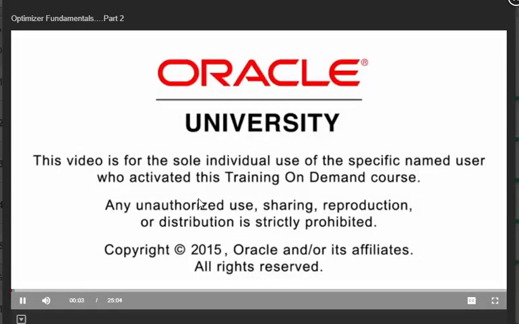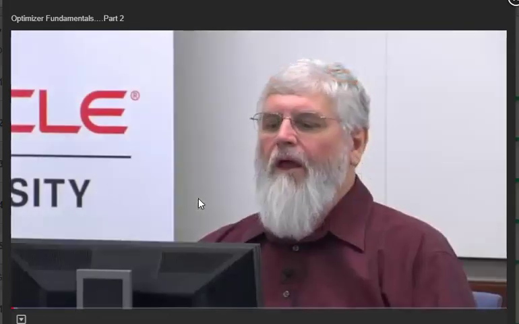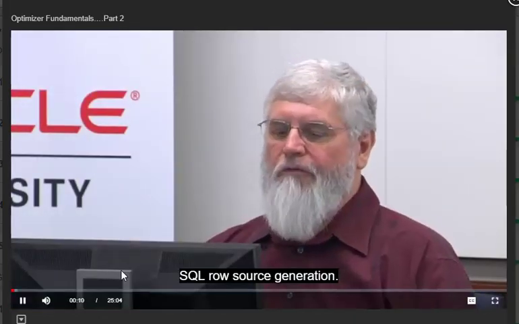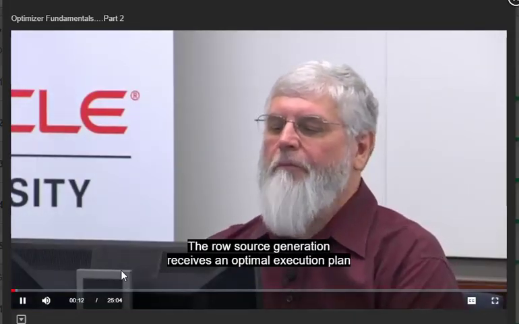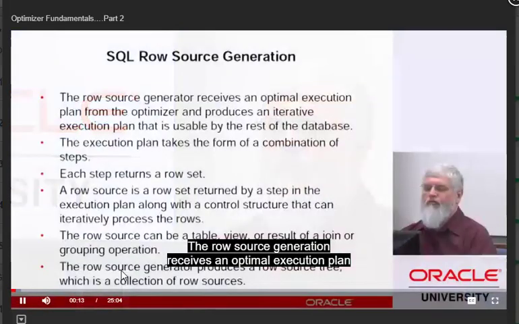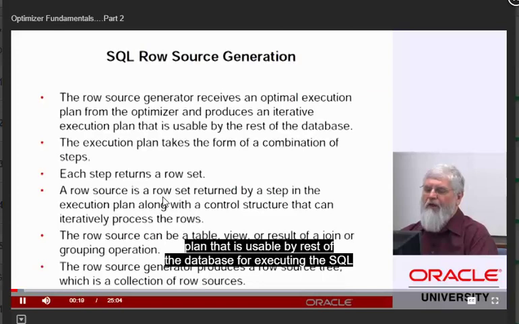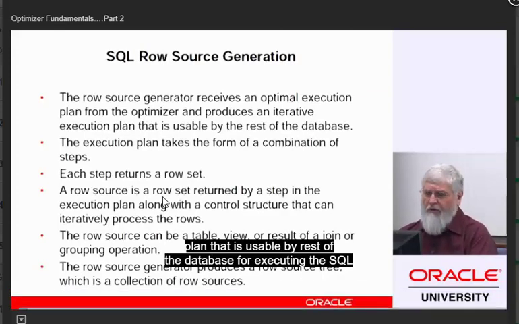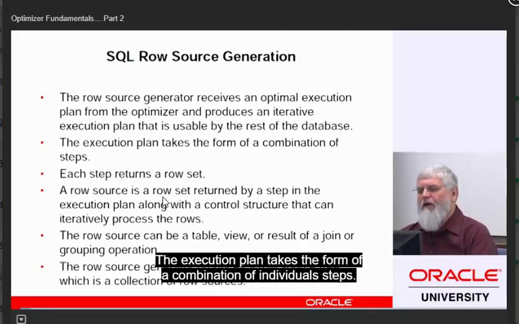SQL row source generation. The row source generator receives an optimal execution plan from the optimizer and produces an iterative execution plan that is usable by the rest of the database for executing the SQL statements. The execution plan takes the form of a combination of individual steps. Each of the steps returns a set of rows and is referred to as a row source.